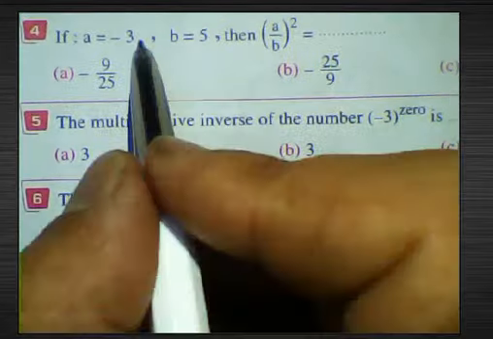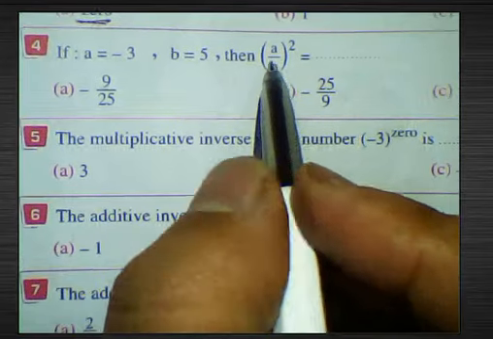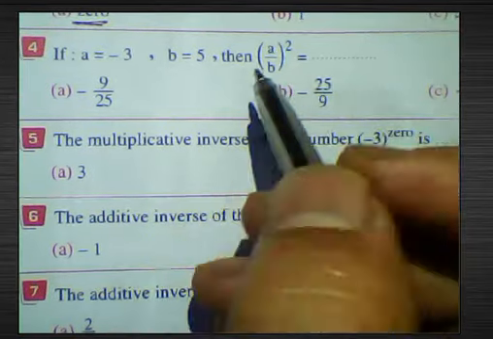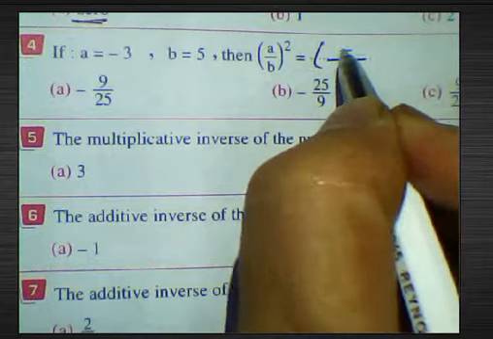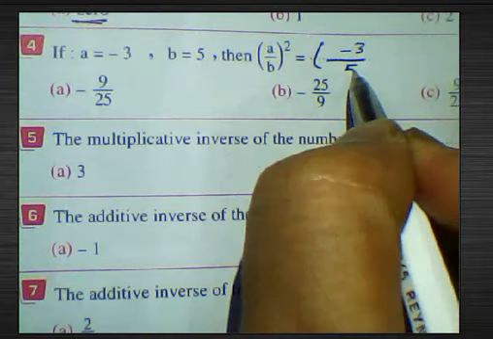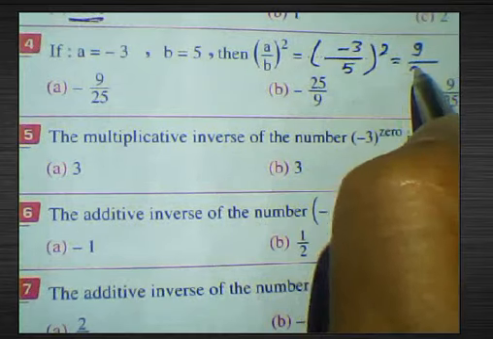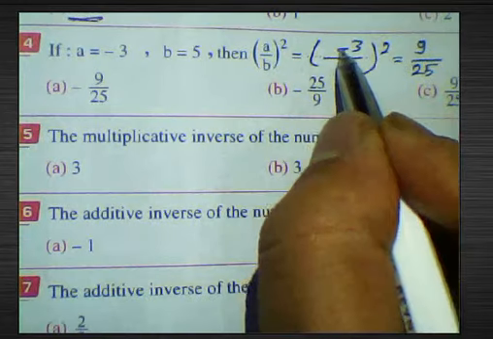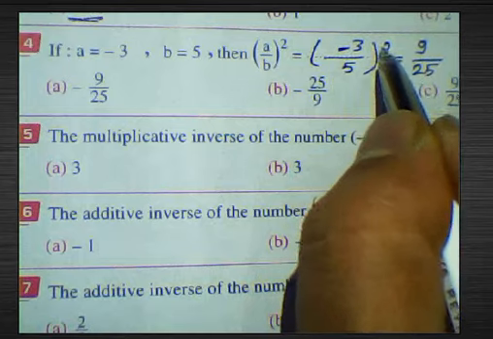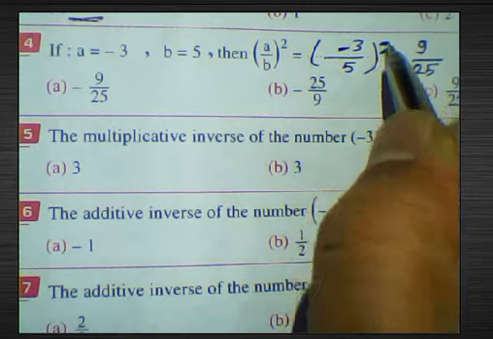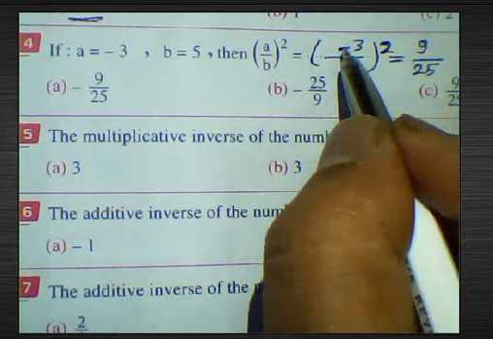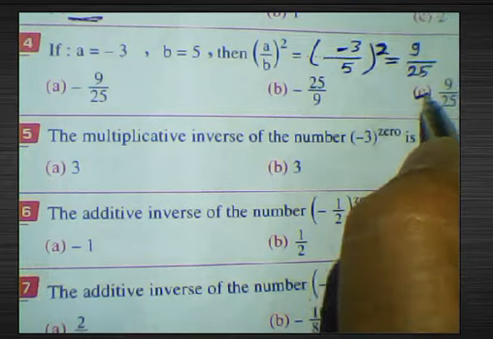If a equal -3 and b equal 5, then a/b all power 2 equal, we can put here -3/5 all power 2. -3 power 2 equal 9 and 5 power 2 equal 25. We can cancel the sign here because the power is even. Power even, you can cancel the sign. The result will be letter C.